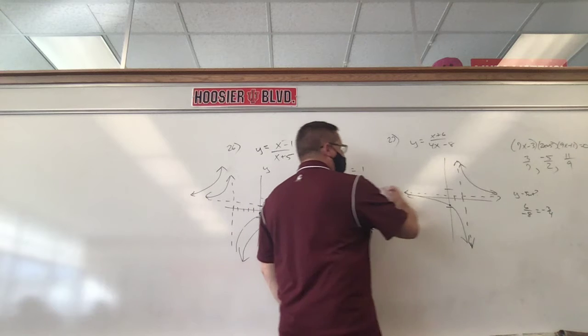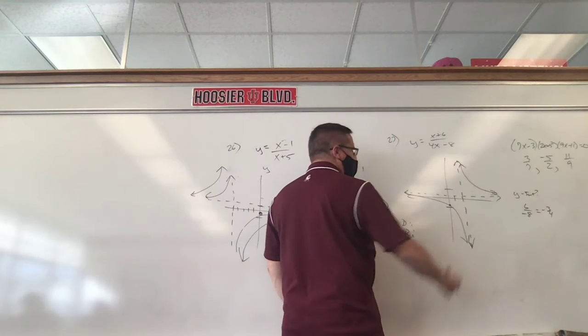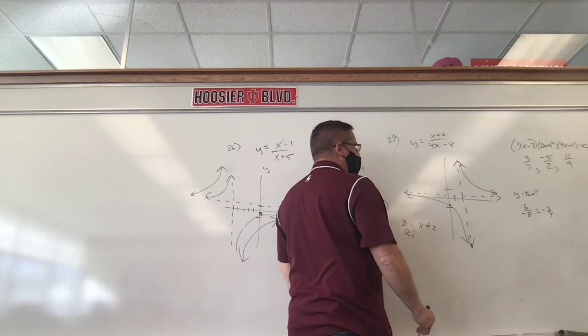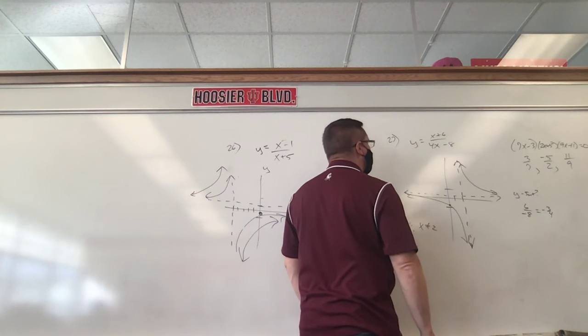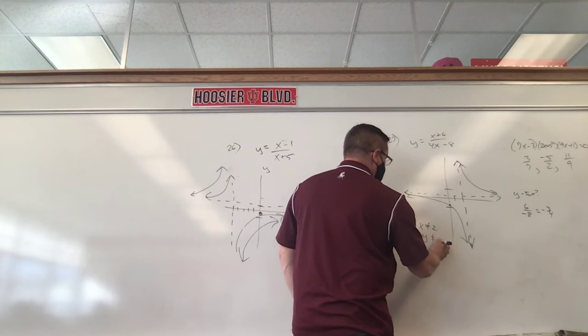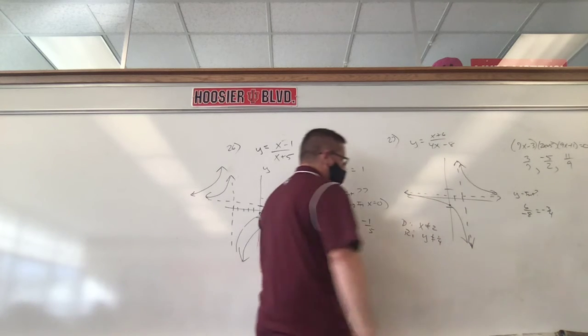Looking at it for domain, left and right, it hits every single x value except for 2. For the range, you look at it up and down, it hits everything except for, what was it, 1/4? Yeah. Y couldn't be positive 1/4. It never hits 1/4.